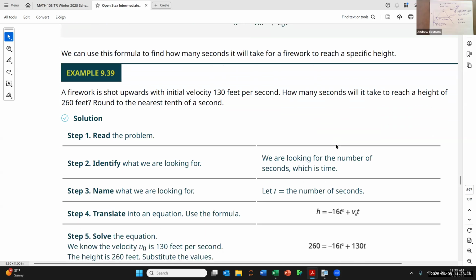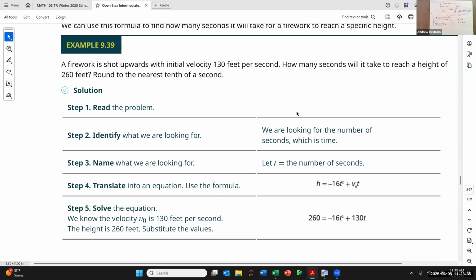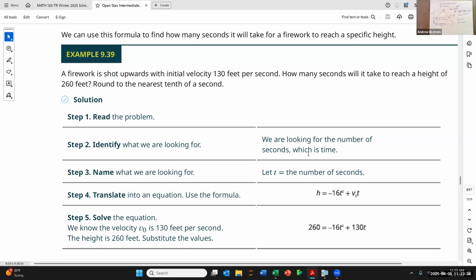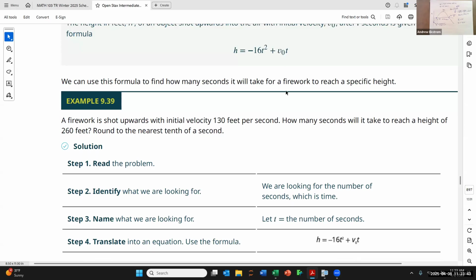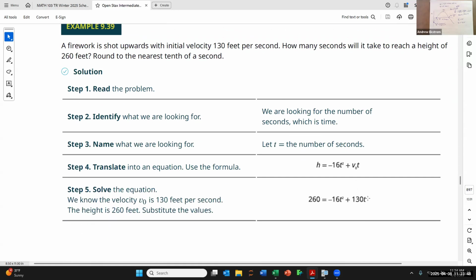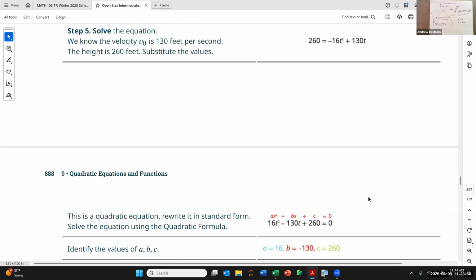Looking at something like this, it says a firework is shot upwards with initial velocity 130 feet per second. How many seconds will it take to reach a height of 260 feet? Then it says round to the nearest tenth of a second. And you can see 130 feet per second is the initial velocity, so this V0 in the equation is going to be 130. Height is going to be 260, which is where all these numbers come from.